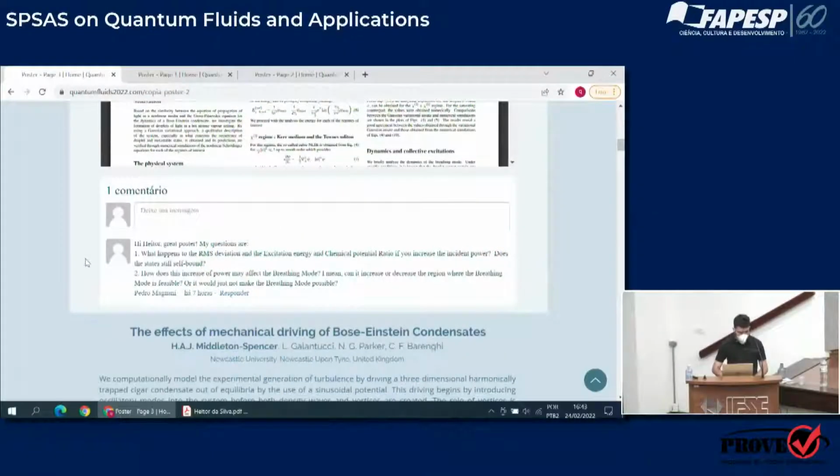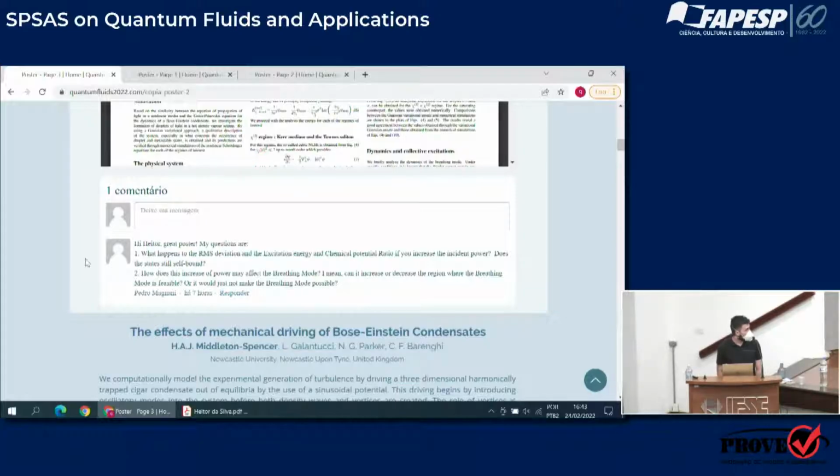I have a first question, and the second one is just a follow-up of the first, by Pedro Magnani. First of all, thanks a lot for the questions. What happens to the root mean square deviation, the excitation energy and the chemical potential if you increase the incident power? Do the states still remain self-bound?